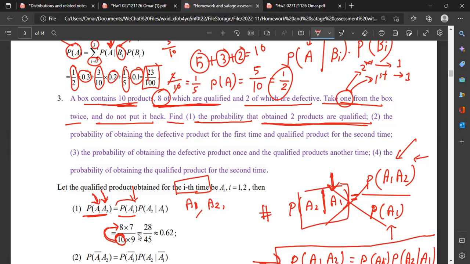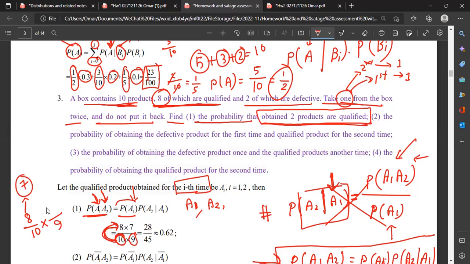And then the second time, we have already taken the first product, and we should not put it back, right? So we only have 9 products left because we have already taken one product. The second time it also needs to be qualified, because both products obtained are qualified. The first time it is qualified, that means it is 8 out of 10. And then we now have 9 products left, and we have also taken one from the 8, so we have only 7 qualified products, right?